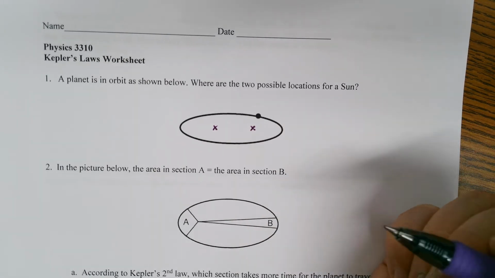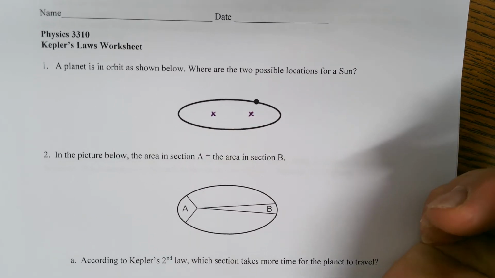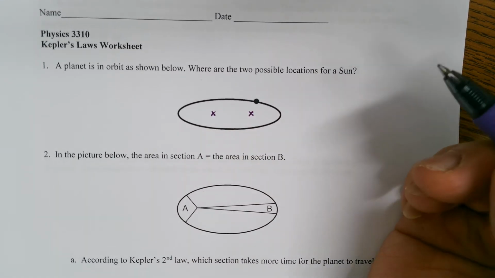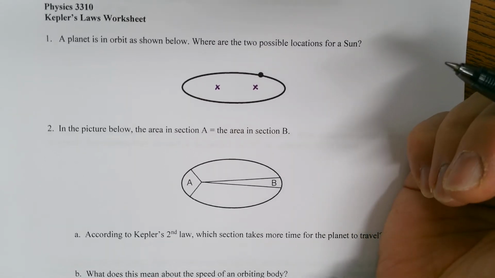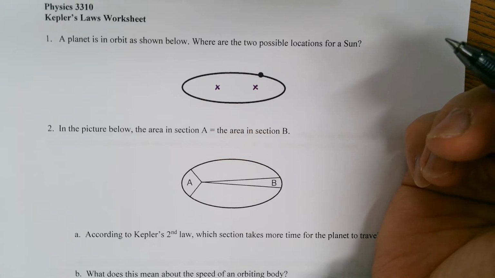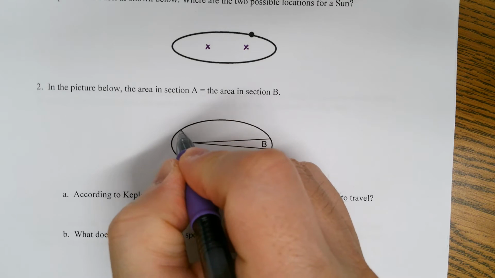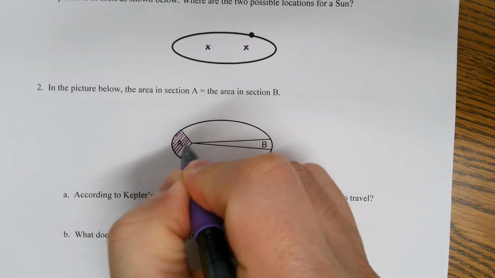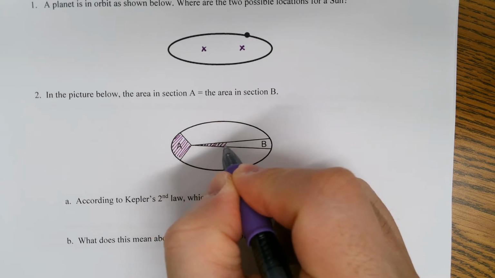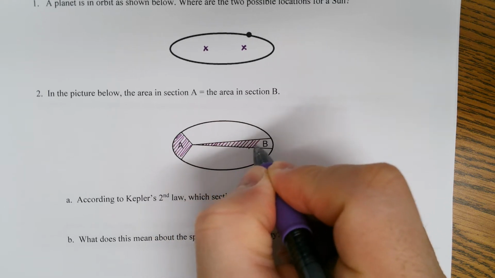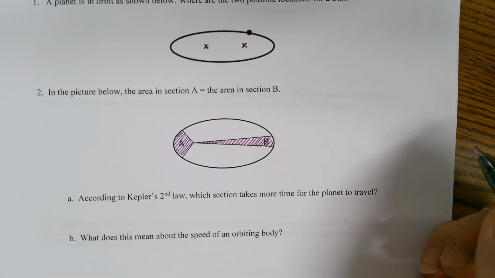All right. Now, obviously, we don't know the exact location, but it's just roughly around there. Okay. So that's number one. Number two, in the picture below, the area of section A is equal to the area of section B. So we know that this area here has to be the same amount of area as this area that the planet sweeps out at the same time, right?